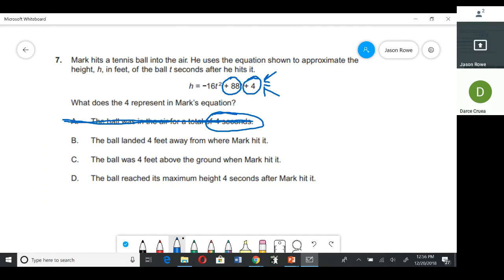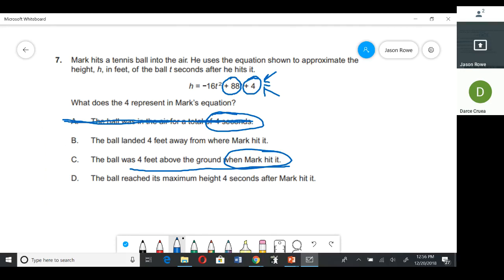So which one looks like it's right, Miss Crew? C. Yeah, I'm thinking it's C too, because it says it was 4 feet above the ground when it was hit. So when it was hit is the initial height. Right, that's where it starts. Yeah, so that's the starting point.